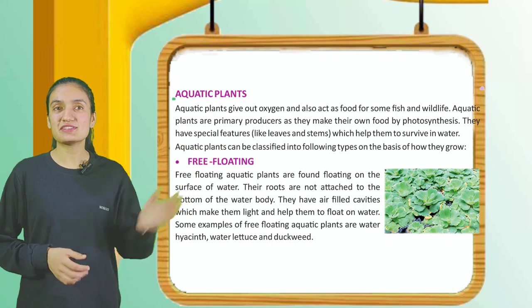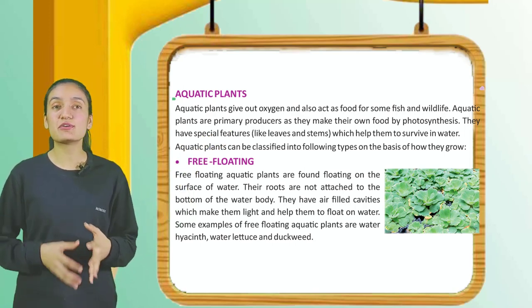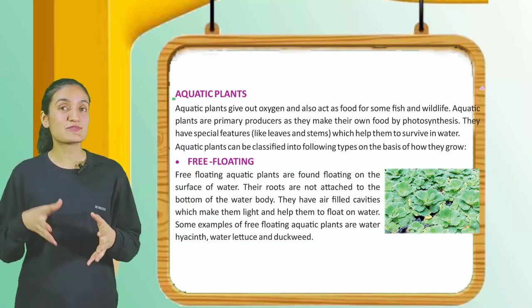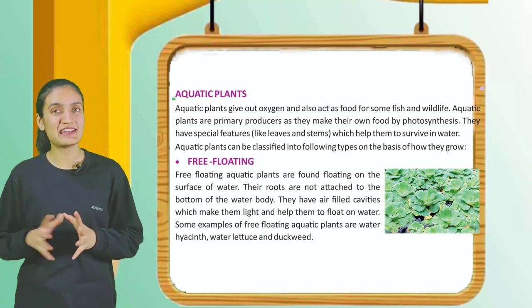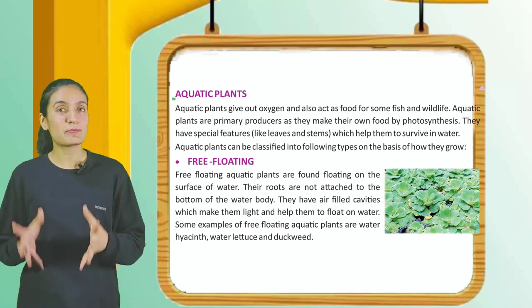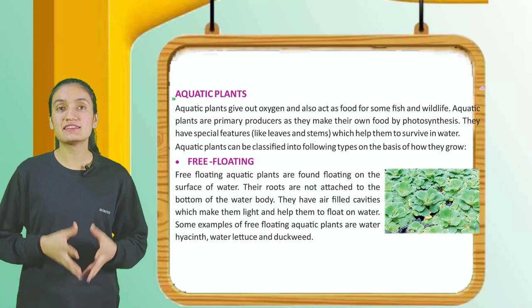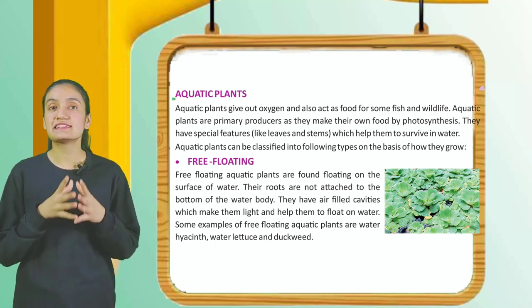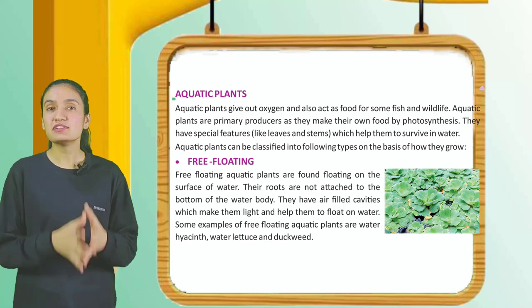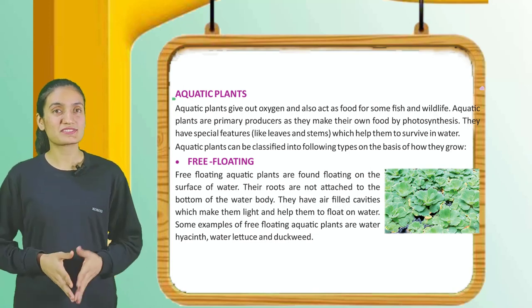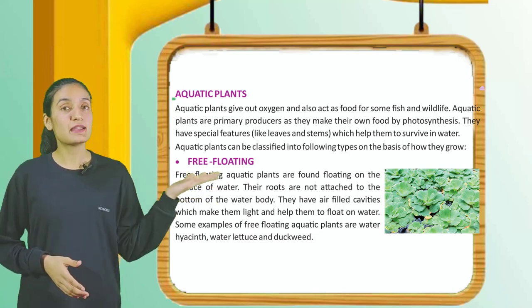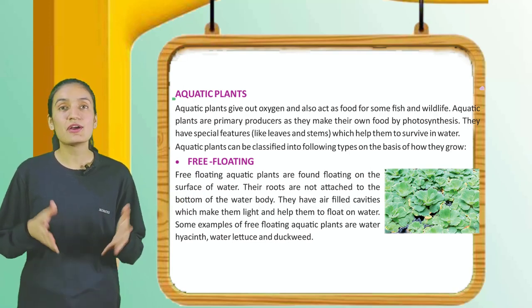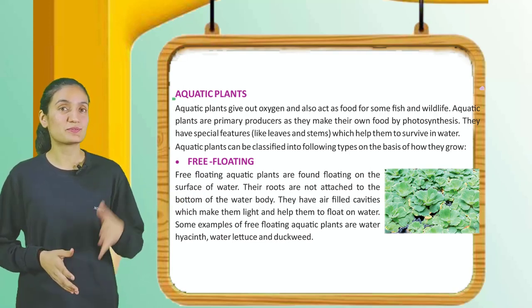Let's see aquatic plants. Aquatic plants give out oxygen and also act as food for some fish and wildlife. Aquatic plants are primary producers as they make their own food by photosynthesis. They have special features like leaves and stems which help them to survive in water. Aquatic plants can be classified into the following types on the basis of how they grow.